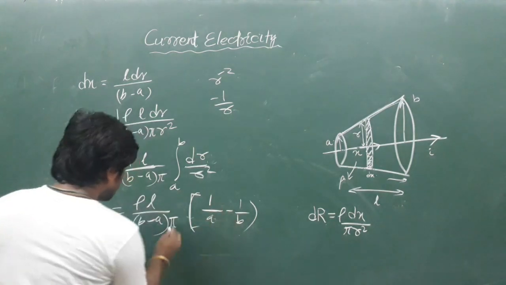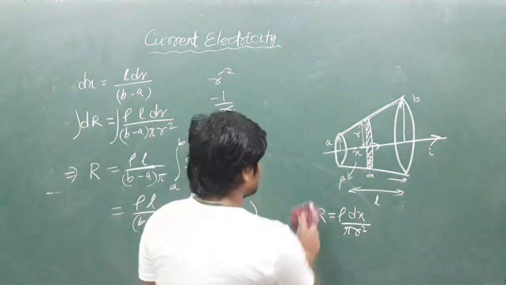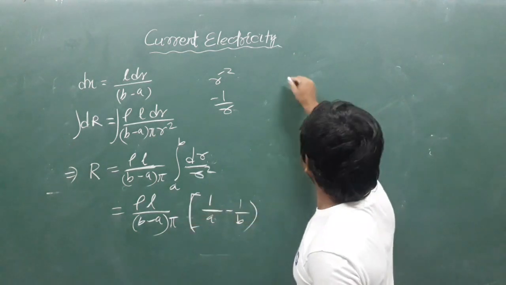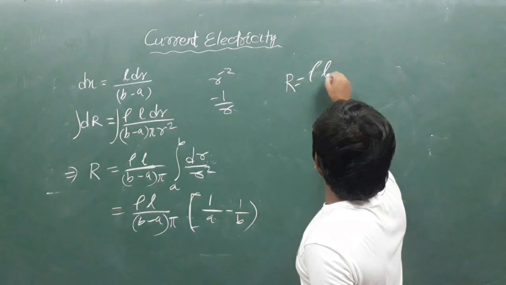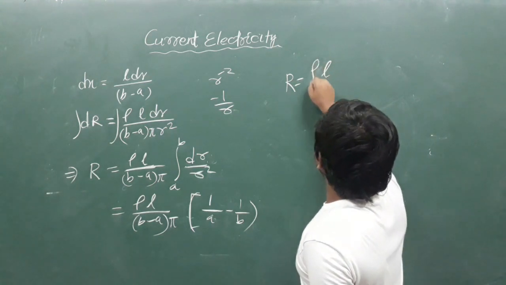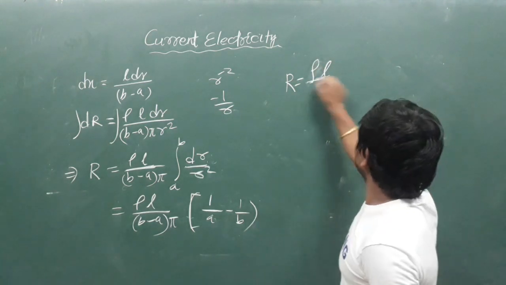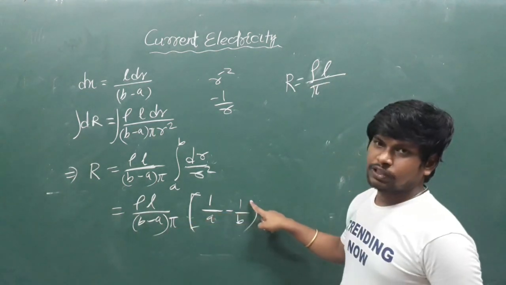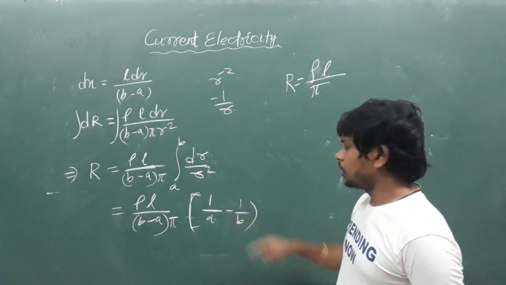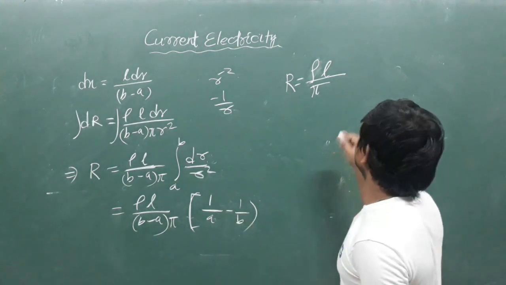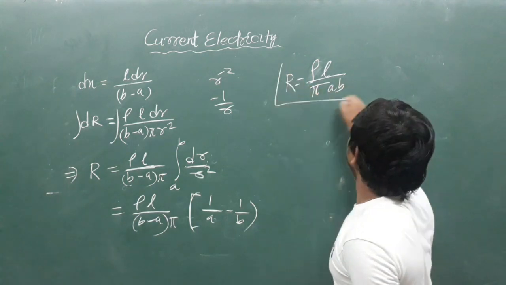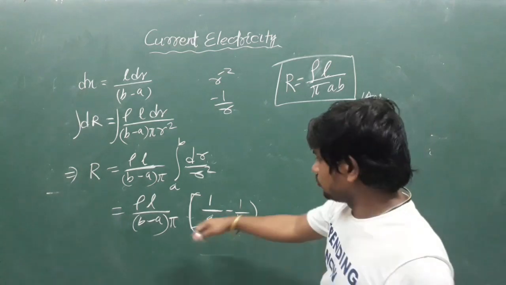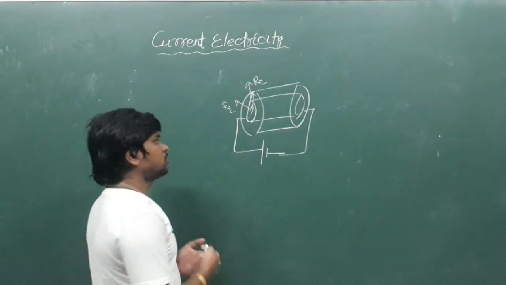So how much will it be? I am erasing this part. So how much will it be? Pi, r will be rho l divided by pi into b minus a. Here also b minus a comes, this goes here, this comes here, b minus a by a b. So finally this is the answer. This was a very nice question, try to understand, this is simple mathematics. So let's write one more question.